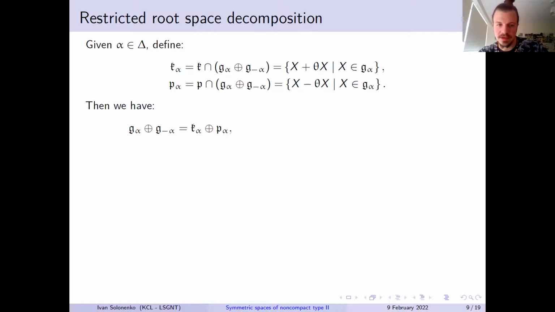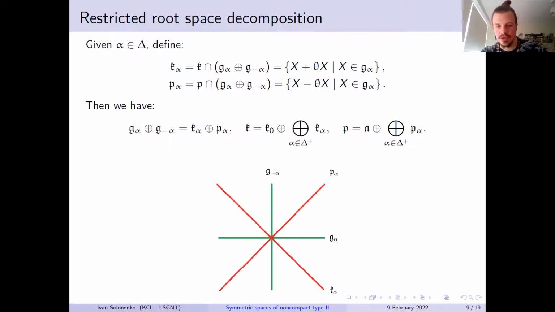I'll give you a picture in a second. So this G alpha plus G minus alpha is the same as K alpha plus P alpha. And why we're doing this is because we want to basically connect the Cartan decomposition with the restricted root space decomposition. So we want to express K and P in terms of these K alphas and P alphas. So K is K0, and then the sum of all possible K alphas for alpha positive. And P is A plus the sum of all possible P alphas for alpha positive roots. So that's how they relate.